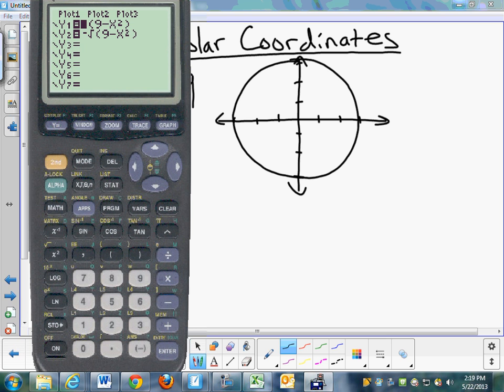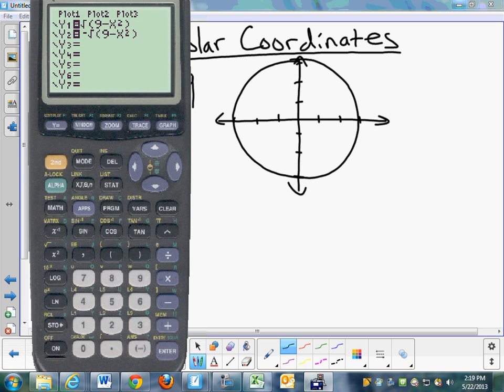Why did I have to enter 2 different functions in there? The bottom half, why do you have to enter the bottom half? Otherwise, it's not a function. It wouldn't pass the vertical line test. Well, there's ways to get around that. I mean, the calculator needs to be able to produce, given one input, one output. And we can use rectangular form in order to get around that, or polar form.